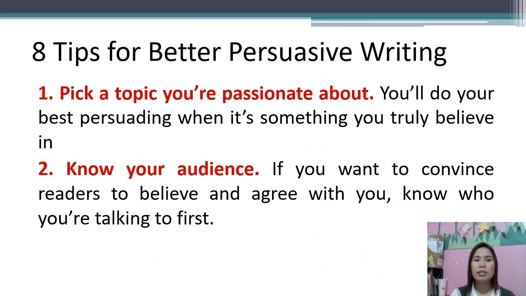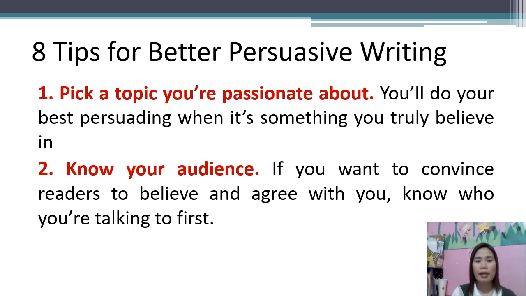And now let's discuss the 8 tips for better persuasive writing. First, pick a topic you're passionate about. So you'll do your best persuading when it's something you truly believe in, right? If you have the option to pick a topic, choose one that appeals to your own sensibilities.